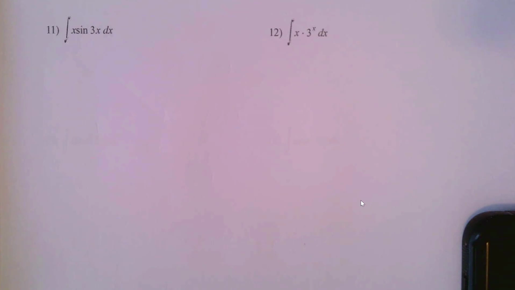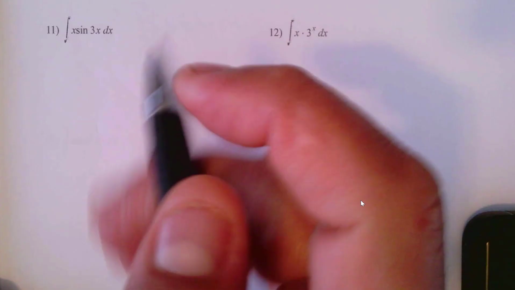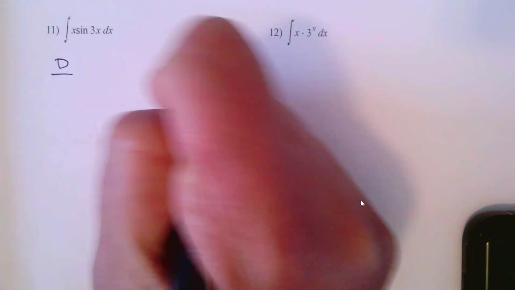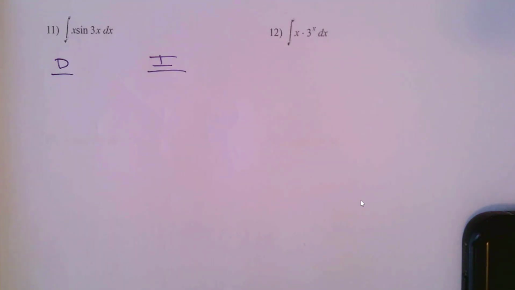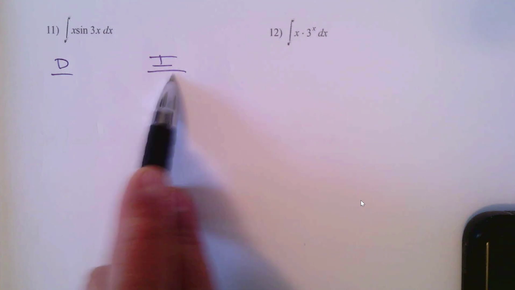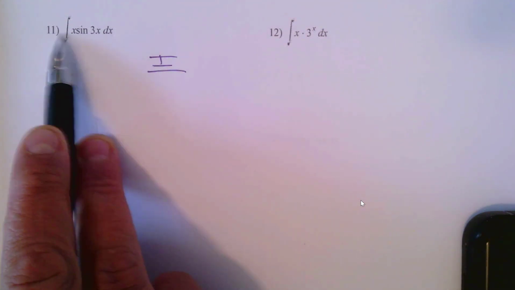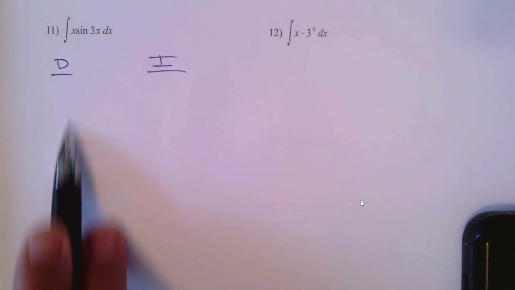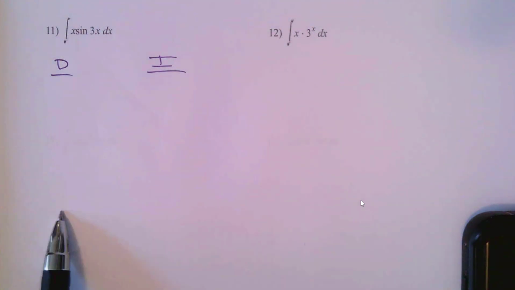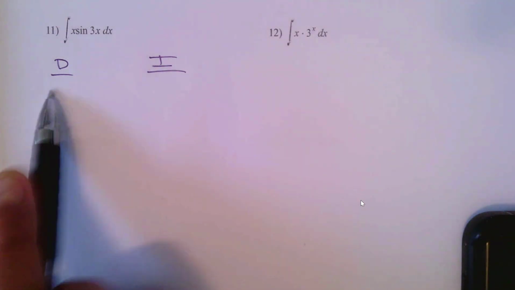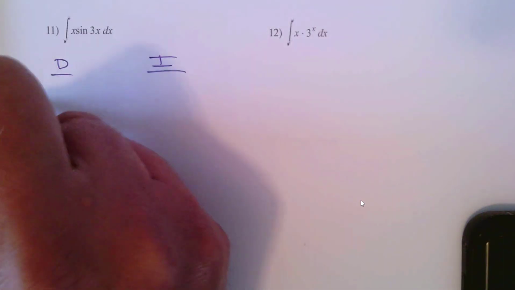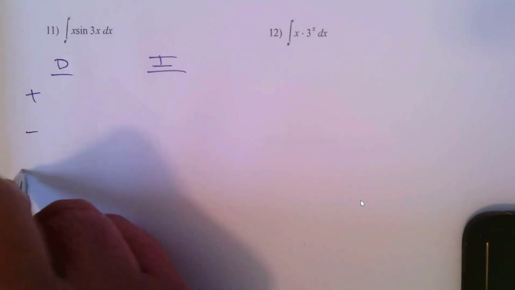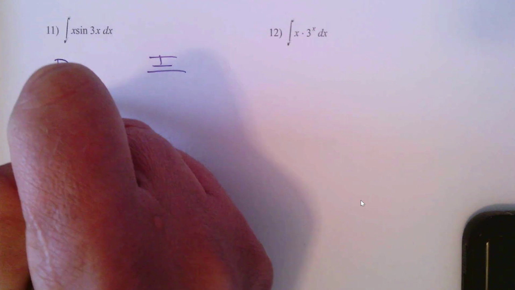Number 11, x sine of 3x dx. So again, I don't tell you what u and dv are. I don't tell you what to differentiate and what to integrate, but hopefully you can see at this point which one is going to be easier to differentiate, and which one is easy to integrate. They're both easy to differentiate, both easy to integrate. But again, if there's something that you can differentiate that will eventually get to a 0, that's the one that's typically going to go in the D column. So set up your signs plus, minus, so on.